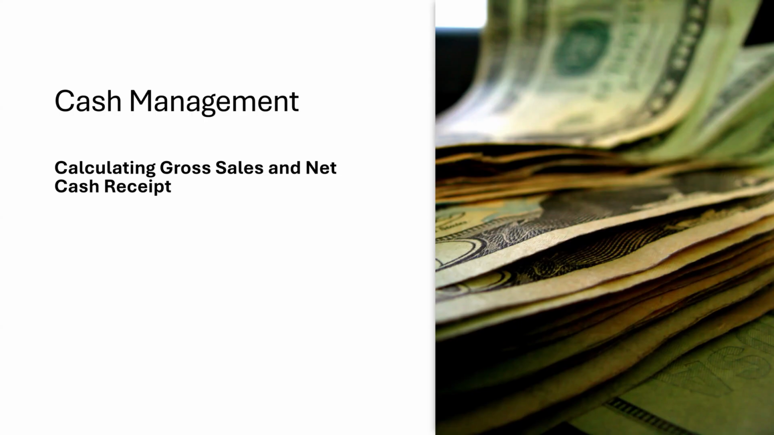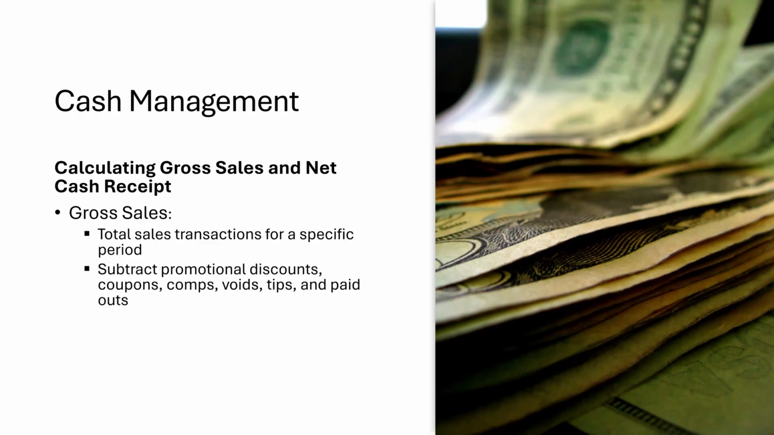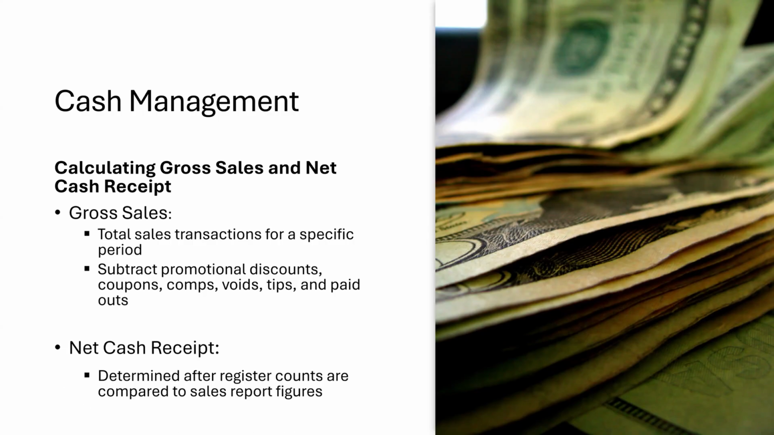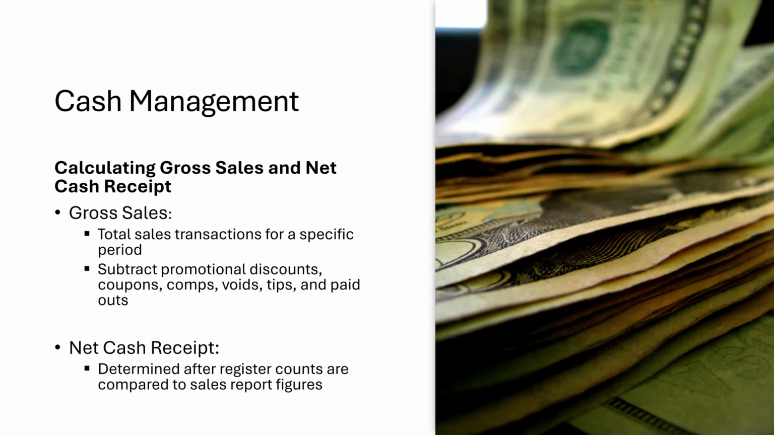So calculating gross sales and net cash receipt, really gross sales is the total sales transaction for a specific period. Maybe it's just for the day, but maybe it's also for the week or these last 2 days. Whatever it is, we want to make sure that we understand what gross sales are, and then we want to subtract out of that any promotional discounts, coupons, comps, voids, tips, and paid outs, right? So we want to make sure we get accurate numbers there. The net cash receipt is determined after the register counts are compared to sales report figures.